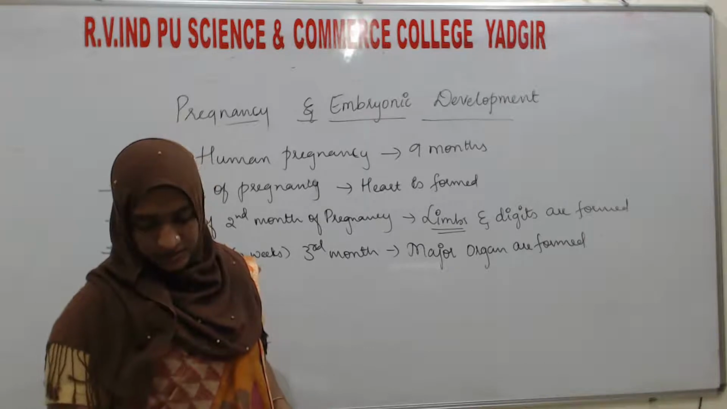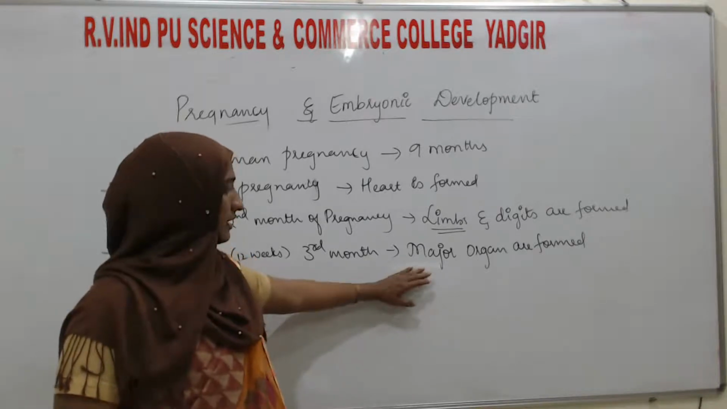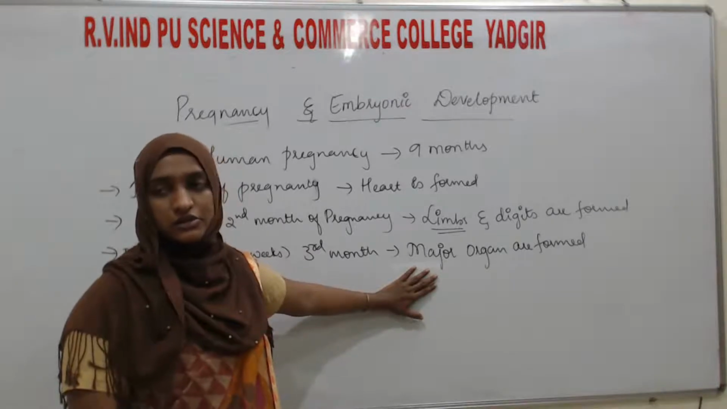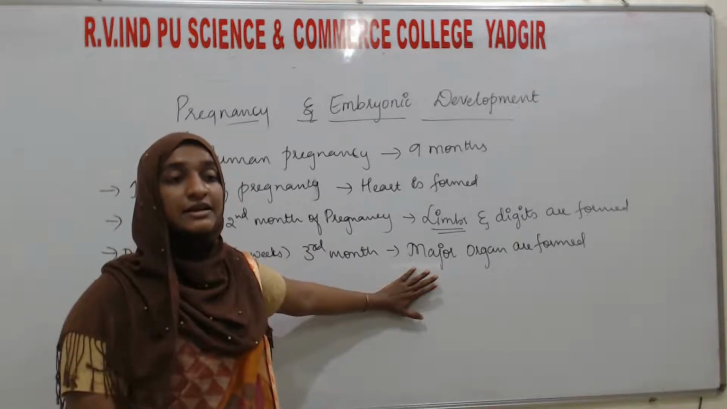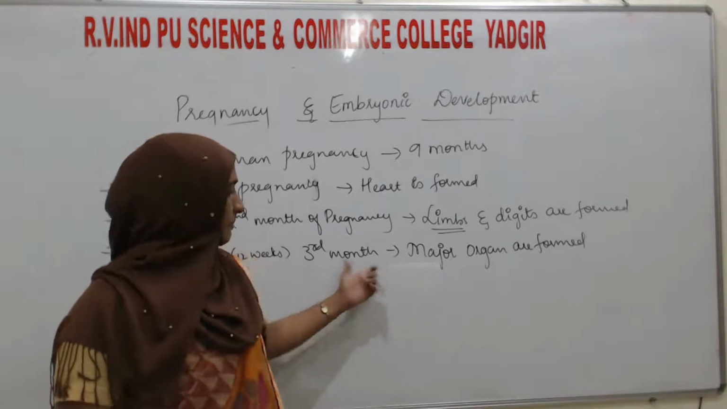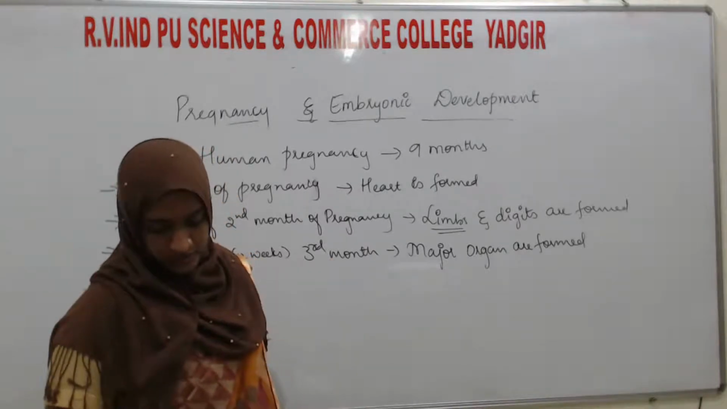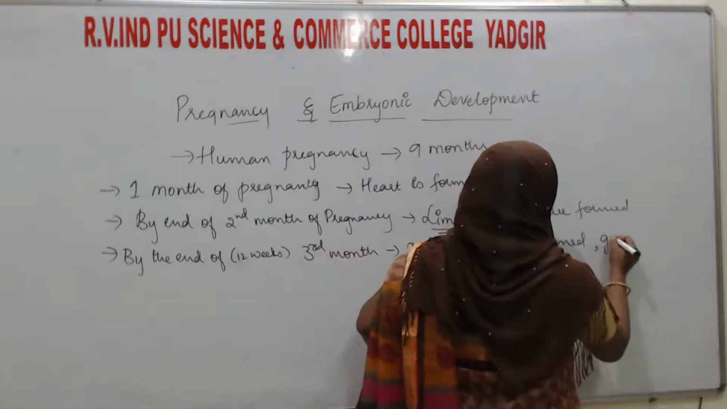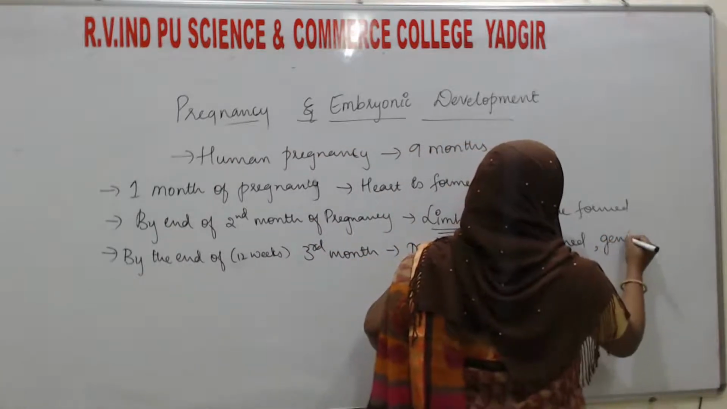The next, as I told you, major organs are formed. Along with these, the genitalia are also going to form. Genitalia means the sex organs are also formed by the end of the third month. So here, external genitalia or genital organs are also formed.